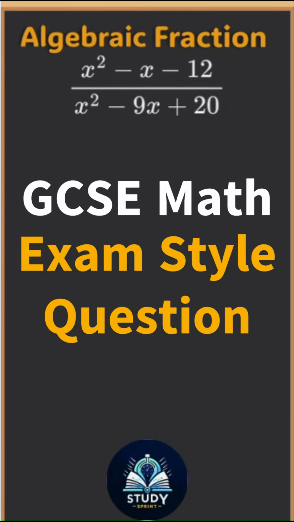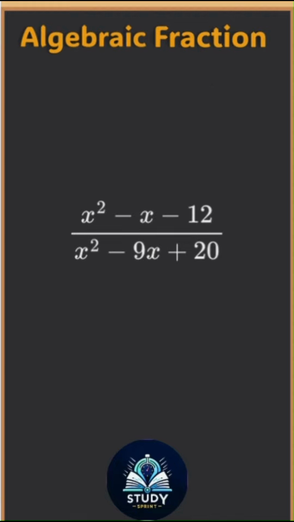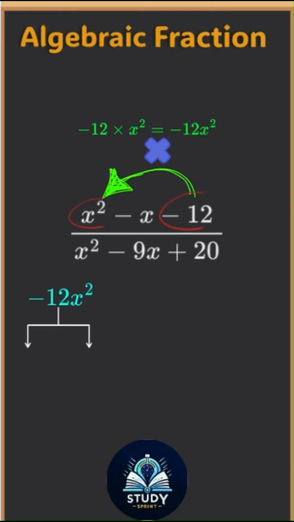The question is (x squared minus x minus 12) divided by (x squared minus 9x plus 20). So now our first step is to multiply the first and the last terms together. So x squared multiplied by minus 12.